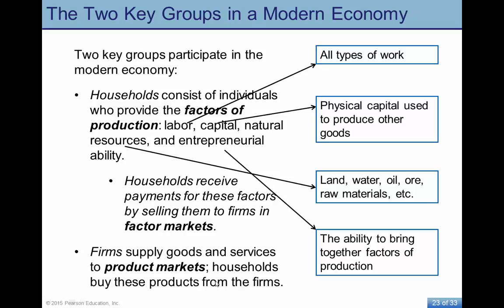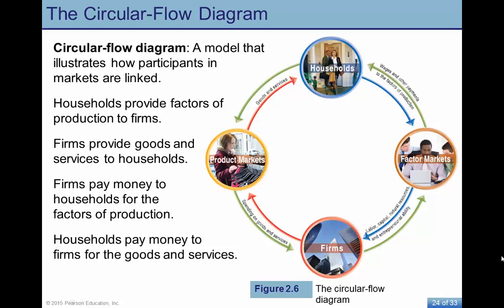Firms purchase these factors of production in the factor market, convert them into goods and services, and firms supply goods and services to the product markets, where households buy these products from the firms. Now you can see this is the circular flow diagram. Look at my cursor. There are only two units interacting with one another, households and firms. It means this circular flow diagram is for a market economy.